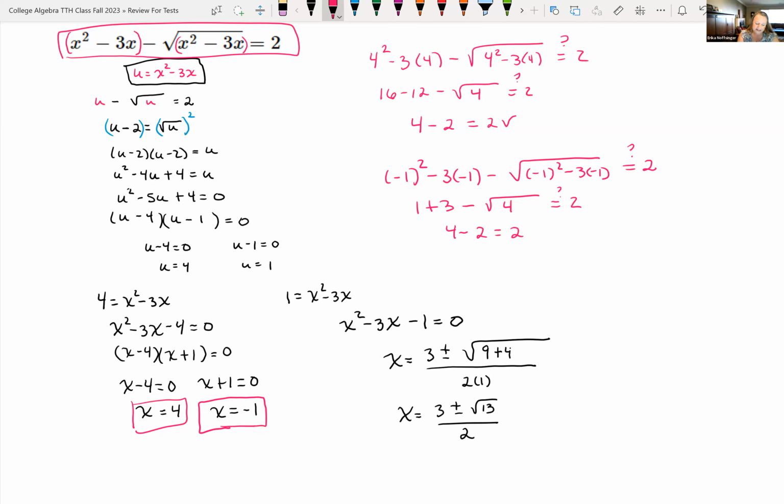So the other piece I would throw into a calculator to see if that was true or false, and those don't work. And these are our solutions.